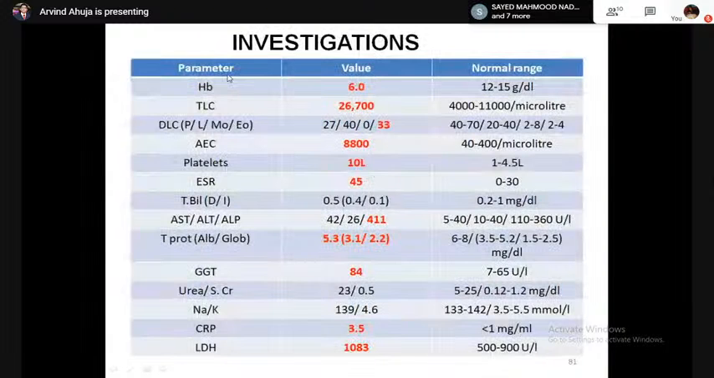These are the investigations which were done. Patient had a severe anemia. PLC was 26,700, and we can see here absolute eosinophil count was 8,800. That is 33% eosinophils were there. ESR was also slightly raised, and alkaline phosphatase was 411, and LDH was slightly raised. So this patient had eosinophilia with absolute eosinophil count more than 8800.